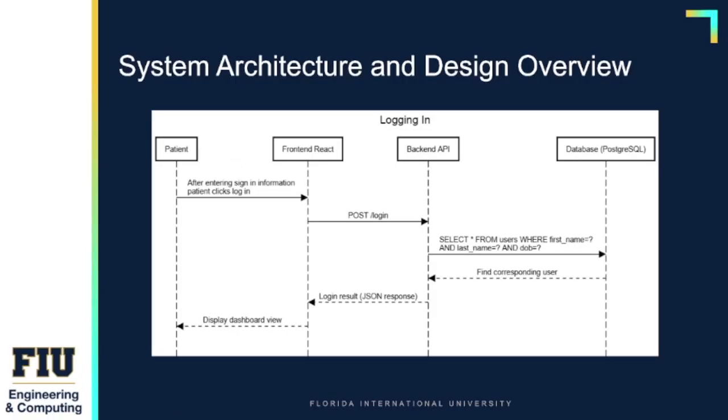And this is a sequence diagram for the logging in of a patient to better explain the flow in our system architecture. So after a patient enters sign-in information and clicks login, the React frontend will execute a post login call to the backend API, and then a select query will be executed on the database. Then the database will return the corresponding user. The backend API will take that and send it as a login JSON result to the React frontend, and then the dashboard will be displayed to the patient.